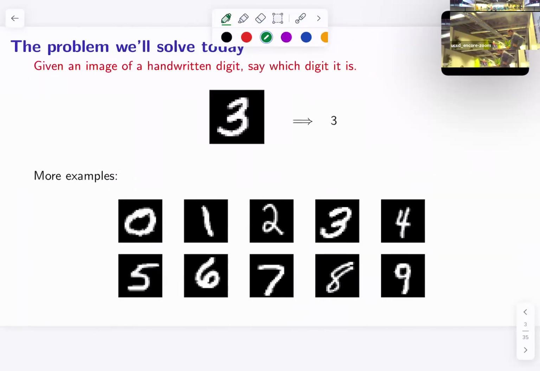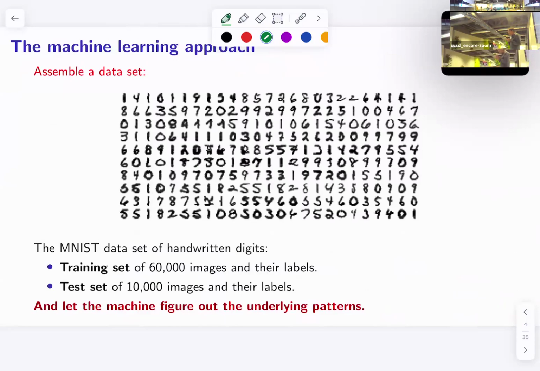But I wanted to introduce the machine learning paradigm, which is that, look, there are patterns in data, there's structure in data, but often the structure is very hard for us to figure out. So let the machine figure it out. And what the machine needs to figure it out is just a big data set. And the post office is happy to provide that.